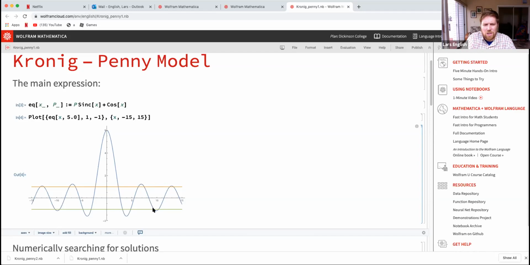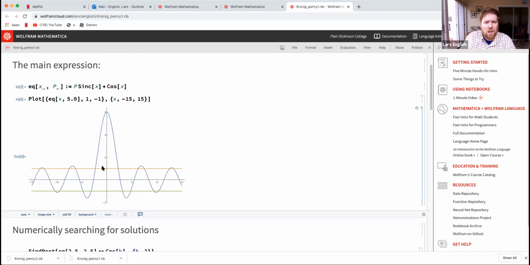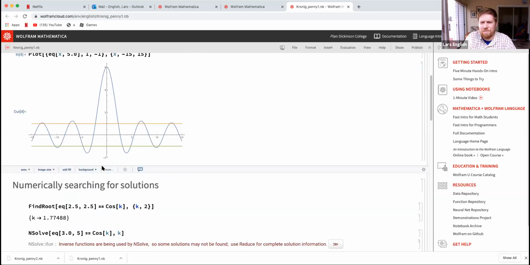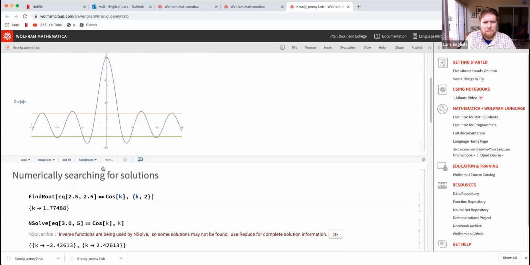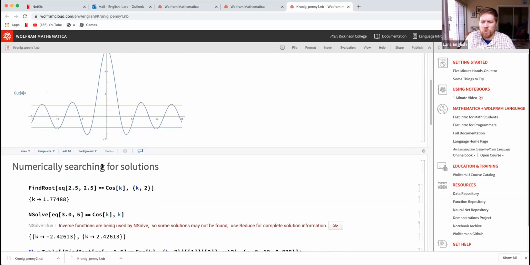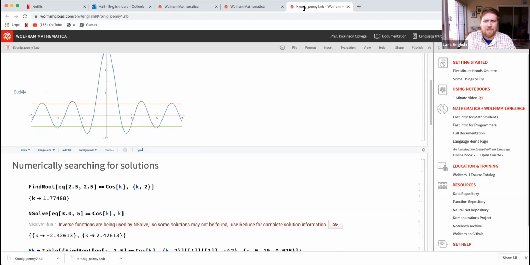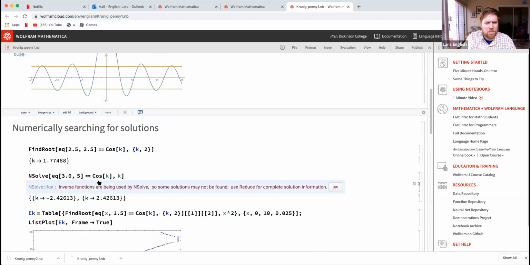So whatever x values give rise to this left-hand side being between -1 and 1, we would expect to find some solutions. So how does Mathematica find us those solutions? We have two powerful commands at our disposal in Mathematica. We have the FindRoot command, and I'm illustrating that here.